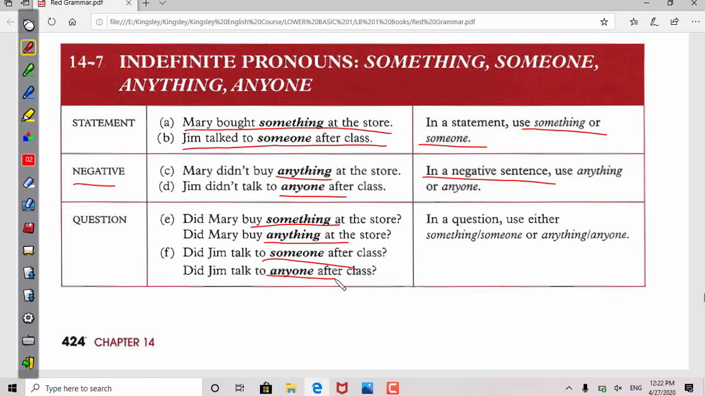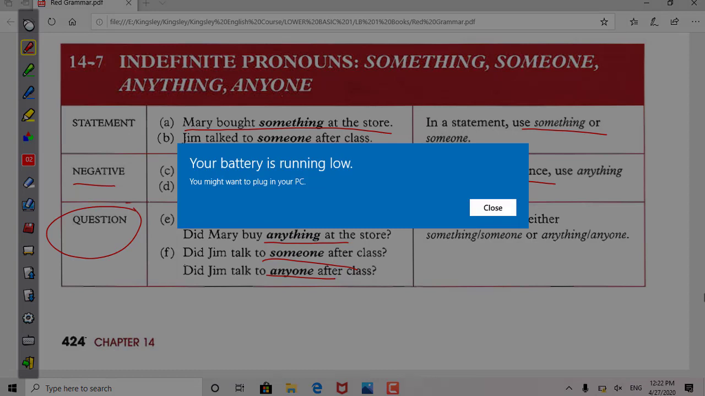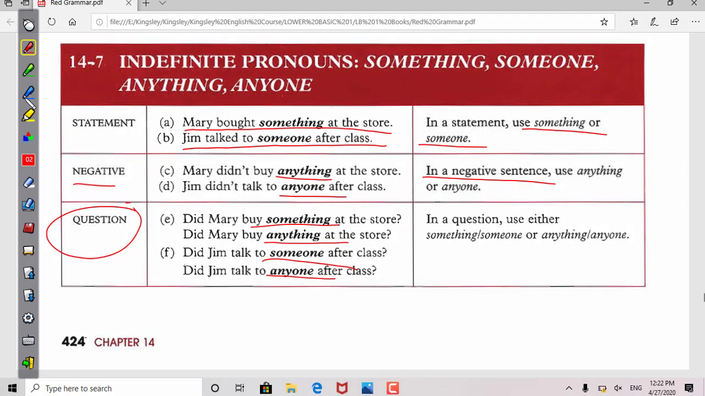The ones yang bisa kamu ubah, yang bisa kamu gunakan keduanya, both of them you can use, itu hanya di question part, yaitu pada kalimat question, kalimat tanya. By using something, anything, someone, anyone for the question statement. Again, something, anything, someone, anyone bisa digunakan keduanya dalam kalimat tanya. Okay, I have explained about this one.